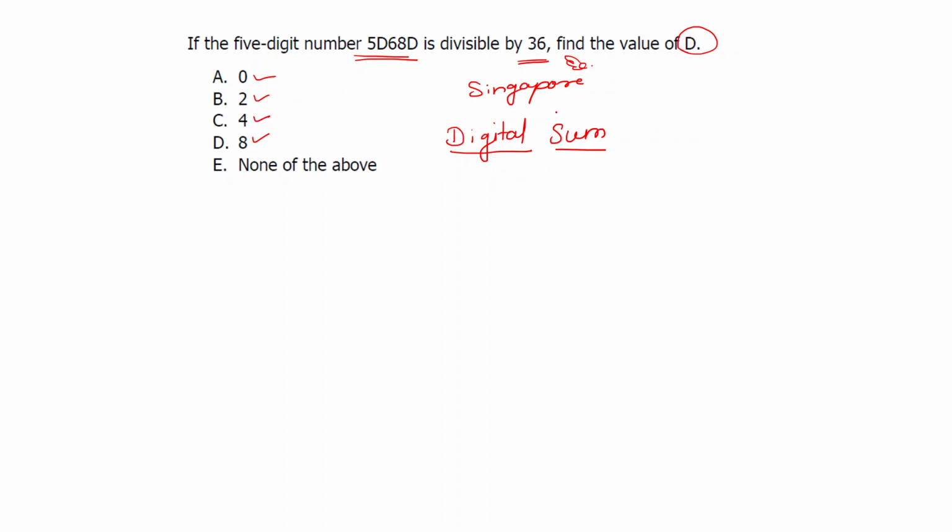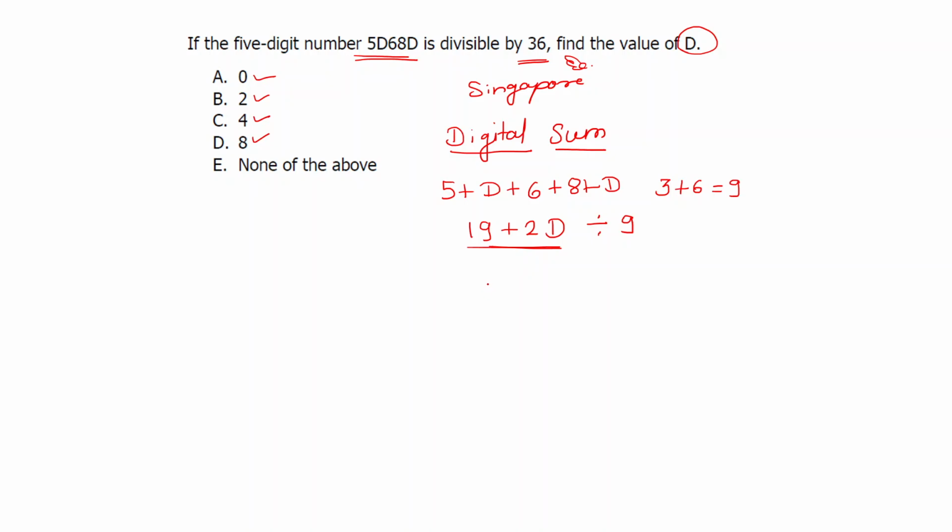Okay. So first add 5 plus D plus 6 plus 8 plus D, which is 19 plus 2D. Now let's find the digit sum of 36. 3 plus 6 is 9. So whatever the digit sum will come here should be divisible by 9.